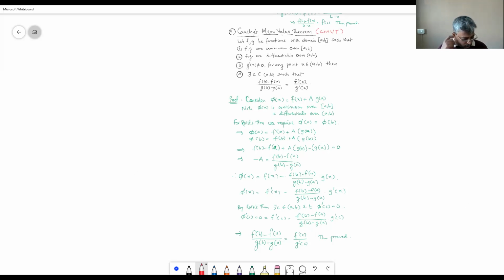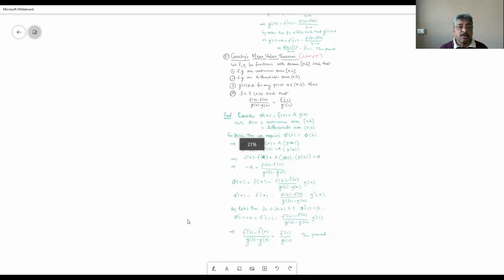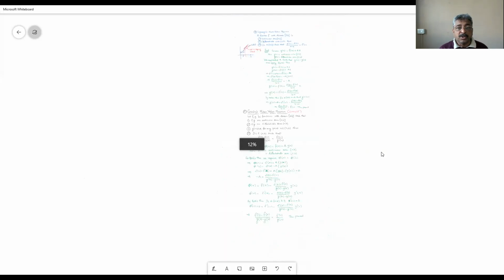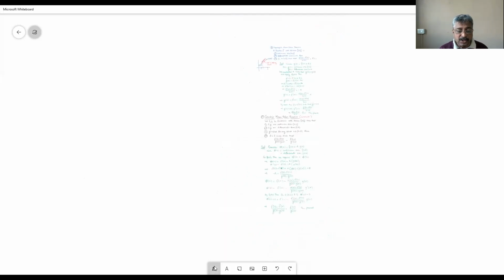Okay, so we have some problems. We solved two problems that day where they were applications of Rolle's theorem. So we will solve a few more problems where we might use Rolle's theorem and maybe some additional theorems. Okay, so the next job is to solve problems. Let me make it a little horizontal.